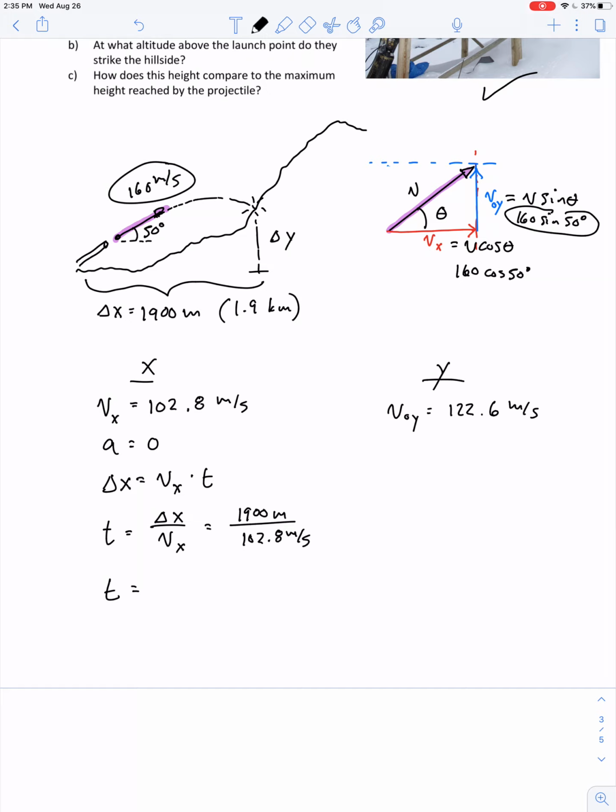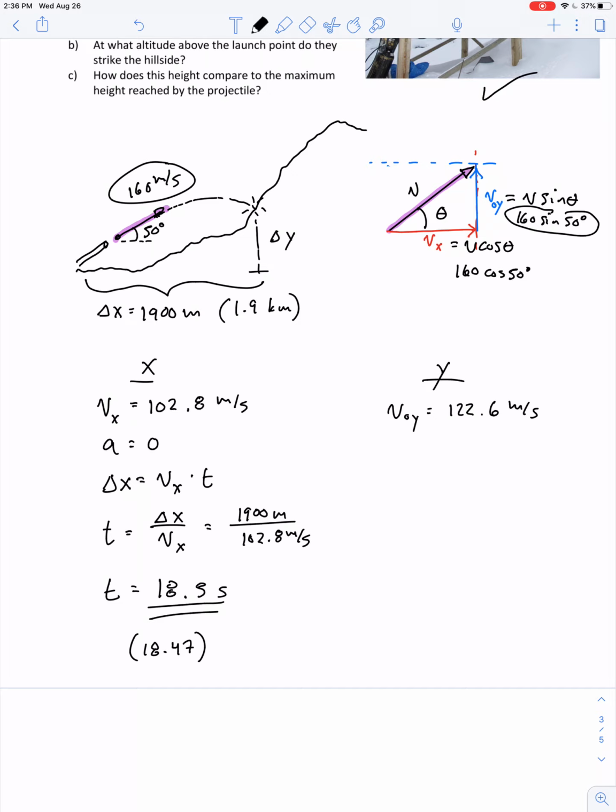Let me try that again. 18.5 seconds in the air. Make a note, I think it's actually 18.47 if I want to keep a little more sig figs.